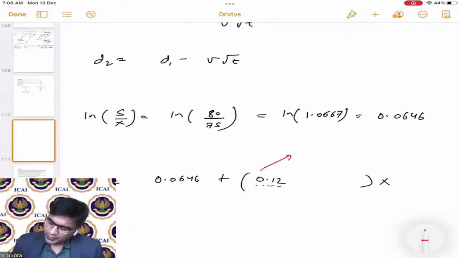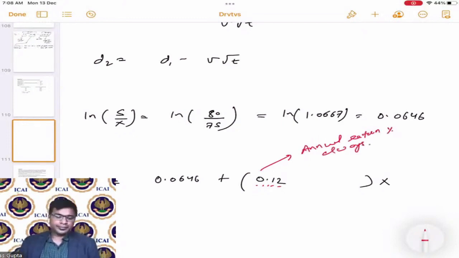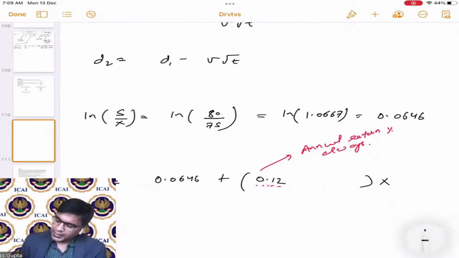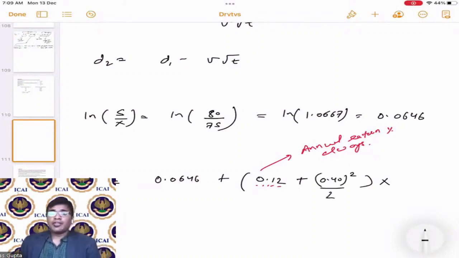So this is the annual return percentage always, right? Then plus 0.40 square divided by 2. One more thing, students, if you see, we have converted all the percentages into decimals for the ease of calculation here, correct? Because if you put one thing in percentage and another in decimal, then there might be some confusion in how to solve it. But a percentage can be expressed as a decimal, so that is what we have done.